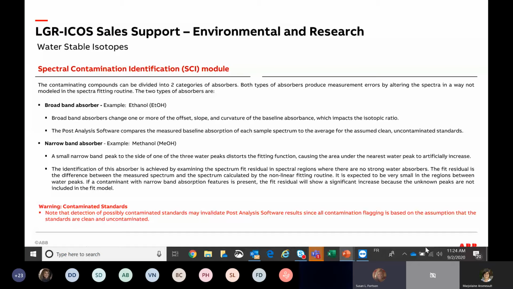One thing to mention is contaminated standards. So if the post-processor detects a possibly contaminated standard, the results may be invalidated since all the contamination flagging is based on the assumption that the standards are clean and uncontaminated.